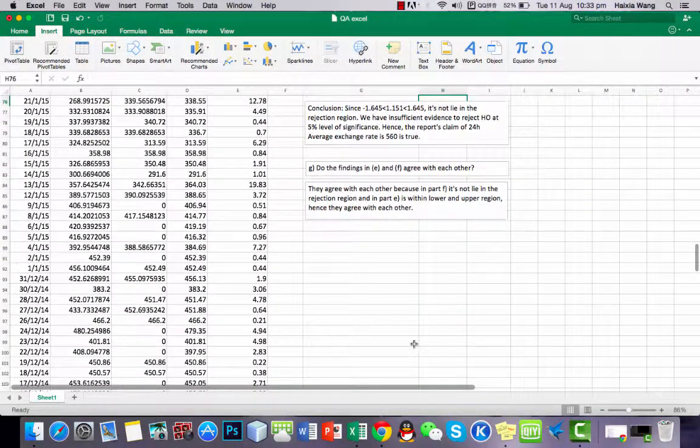For part G, they agree with each other because in part F the statistic does not lie in the rejection region, and in part E the value is within the lower and upper limits. Hence, they agree with each other.